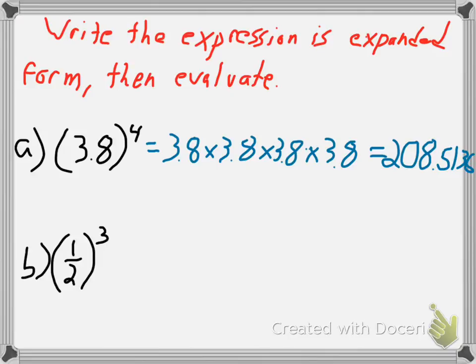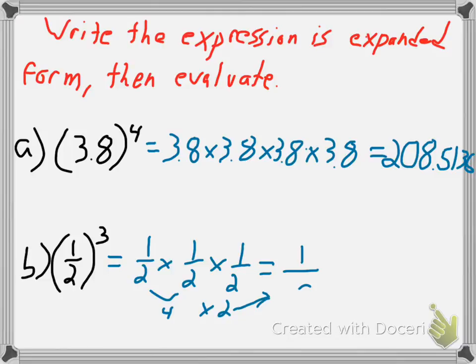For letter B, I have 1/2 to the third power. So that's the same thing as saying 1/2 times 1/2 times 1/2. Now when I go to multiply, I have to remember how I'm multiplying fractions here. When I multiply fractions, I just multiply straight across the numerator and straight across the denominator. So for my numerator, 1 times 1 times 1 is 1. For my denominator, 2 times 2 times 2, well, let's break this up. 2 times 2 here is 4. And then 4 times 2 is 8. So I end up with 1/8.